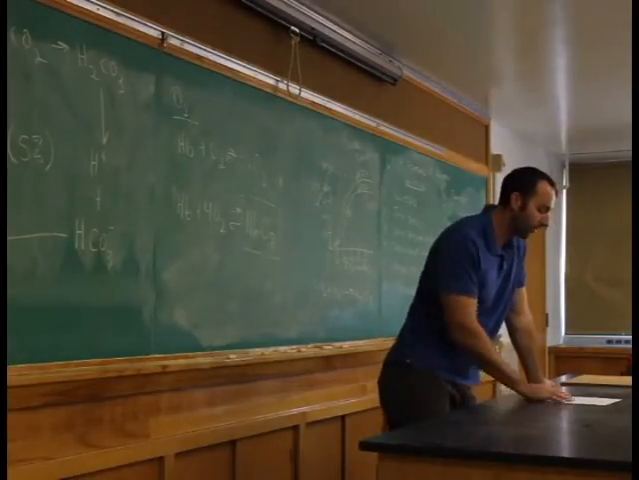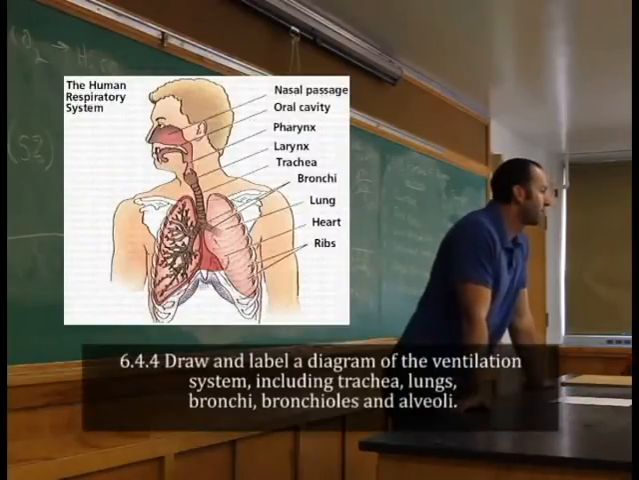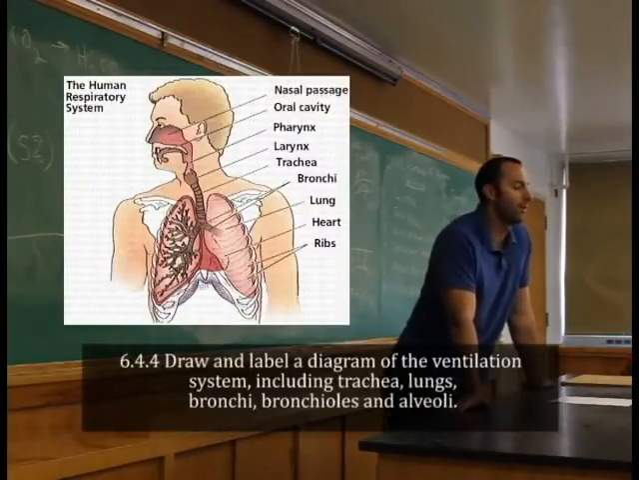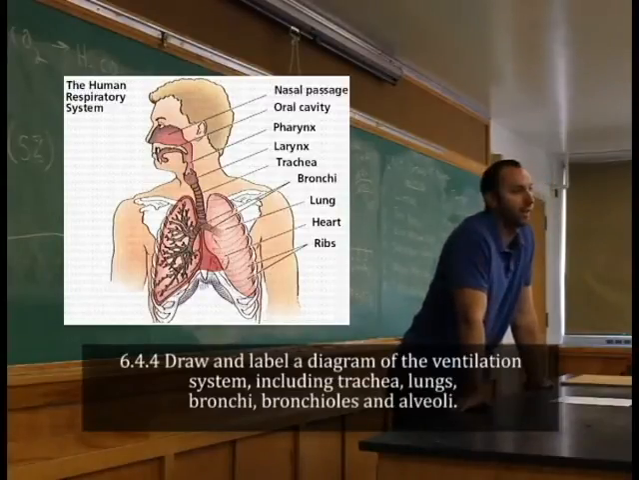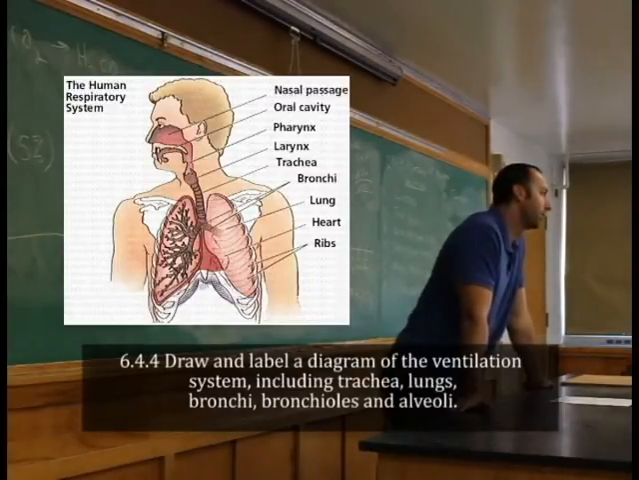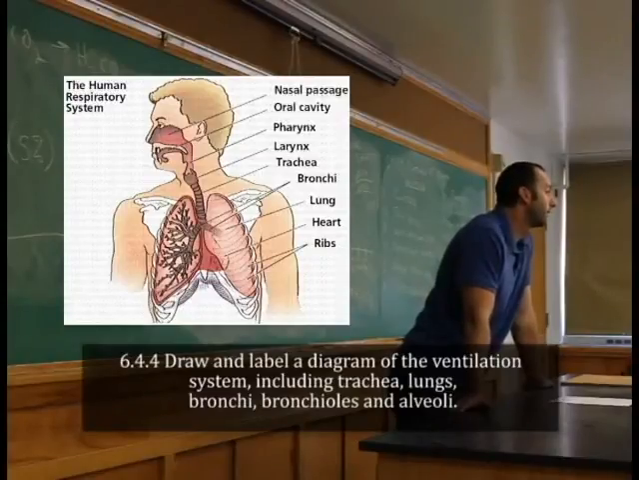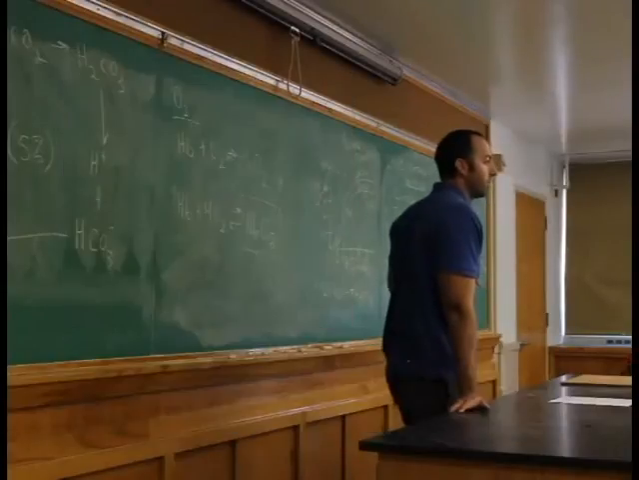Nope. All right, reviewing yesterday. Objective 2: draw and label the ventilation system, including the nose, mouth, trachea, bronchus, bronchioles, and alveoli. Are we comfortable doing that? That's, again, based on the drawing that I had on the board yesterday.